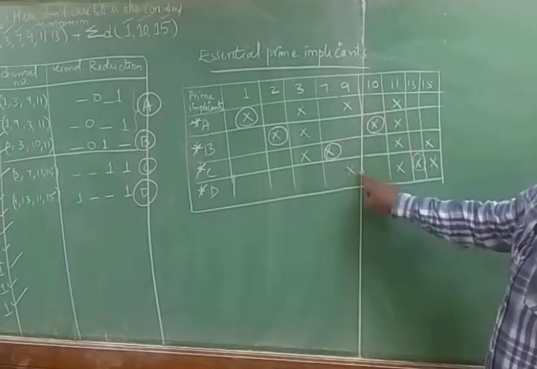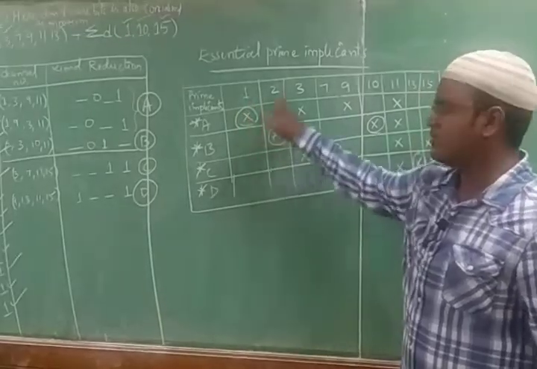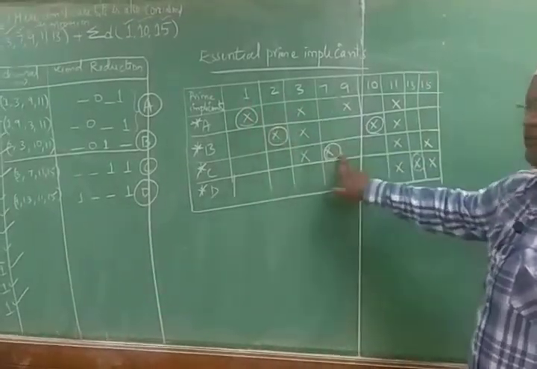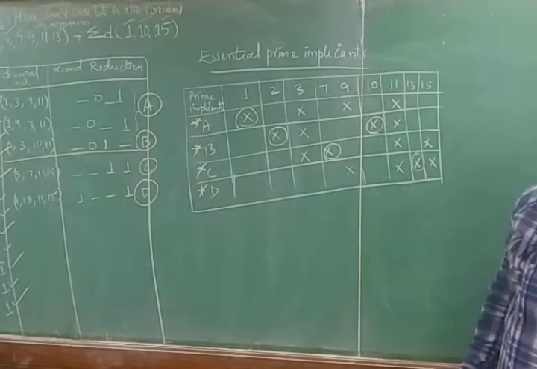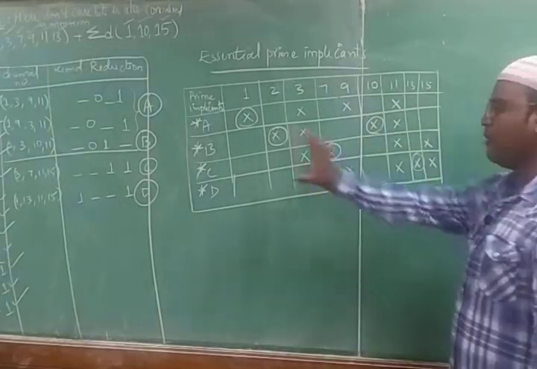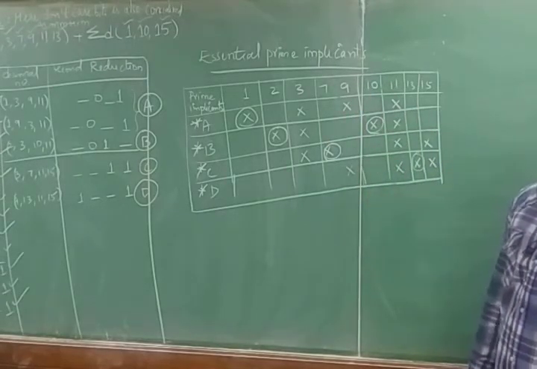Then 9 is coming twice, so we will not take it. 3 is coming thrice, so we will not take it. So 1 is coming once, 2 is coming once, 7 is also coming once, 10 is also coming once, and 13 also comes only once. So now we got all these things. These A, B, C, D all are essential prime implicants. Now we need to write the function for it.